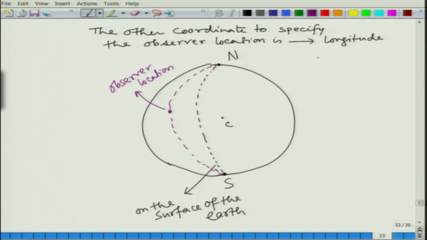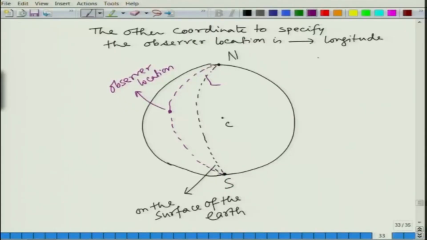Now, to specify where on the surface of the earth the observer is, we need to have a benchmark, we need to have a line which is fixed for everybody. Then only we can say, okay, with respect to this line we are either east or west. Okay. So, what is that fixing line? That fixing line we call the prime meridian.